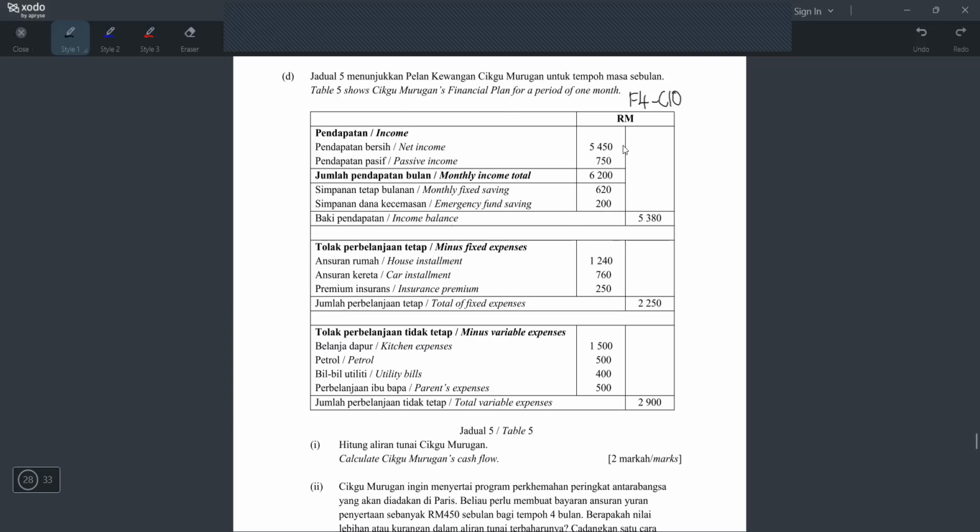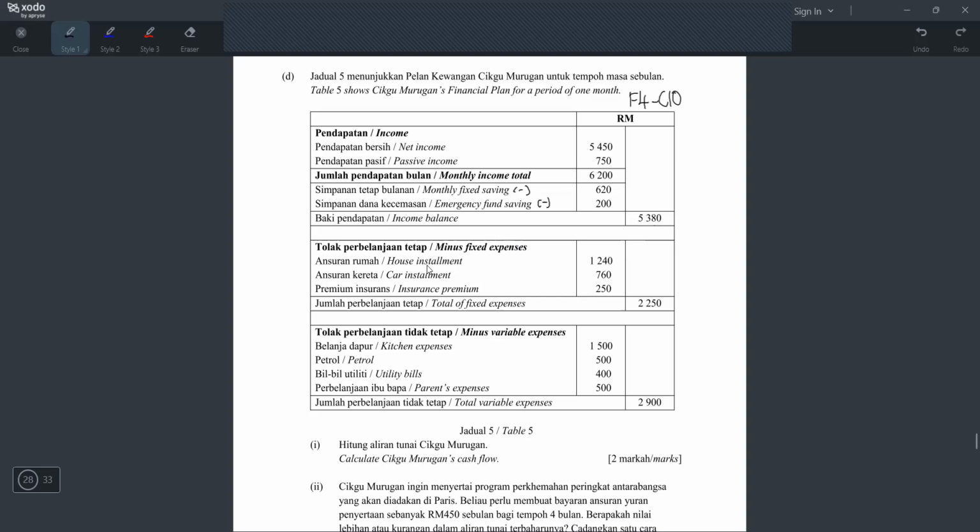Let's see, income, ini passive income. Okay, so these are all income. Monthly income total, okay, dia tambah lah. Ini 2 tambah dapat ni. And then monthly fixed saving and emergency fund saving. Yang ni kena tolak. This one has to be minus because when you save the money, it means you cannot use it. So you have to tolak lah. And then after you tolak, you dapat 5380. That's the balance. Okay, and then they also have some fixed expenses and variable expenses.